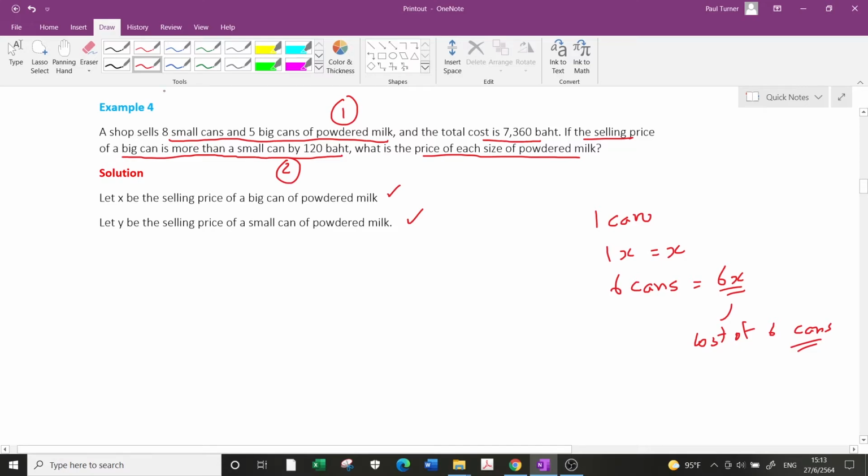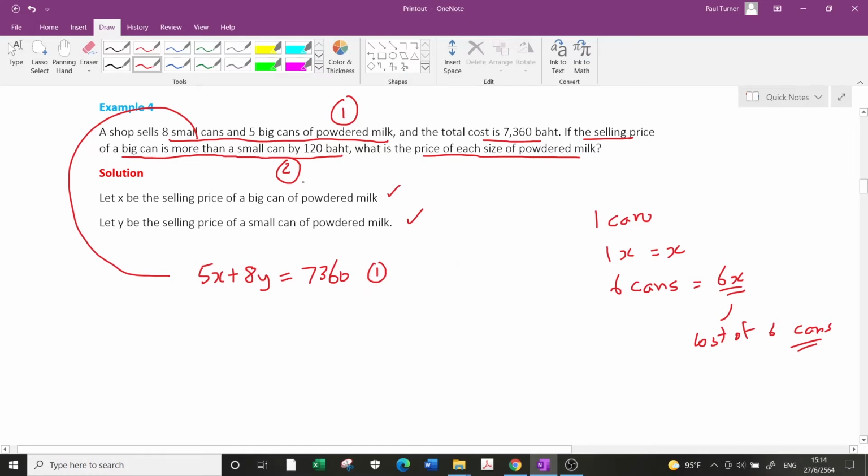So our first equation, the 8 small cans. So that would be written as 8y. I'll put that second. And then 5 big cans. So that would be 5x. We'll put it in the front. So this would be the cost of 5 big cans and 8 small cans. That's the total cost of them. And we are told that that equals 7,360 baht. So 7,360 baht. That's equation 1.